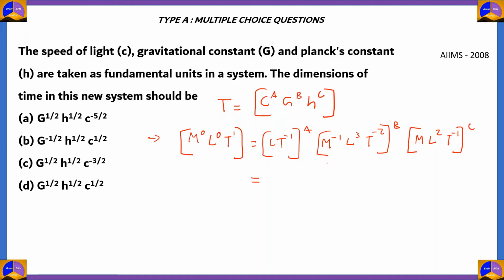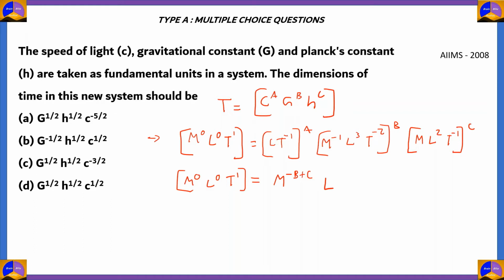Now let's write each dimension with adding exponents. So for the first dimension m, now in a there is no m, so we can leave it. In b there is minus 1 raised to b, so minus 1 into b is minus b, so m raised to minus b. And then there is m raised to c, so m raised to 1 raised to c, so 1 into c is c, so minus b plus c. So m raised to 0, l raised to 0, t raised to 1 can be written as m raised to minus b plus c.